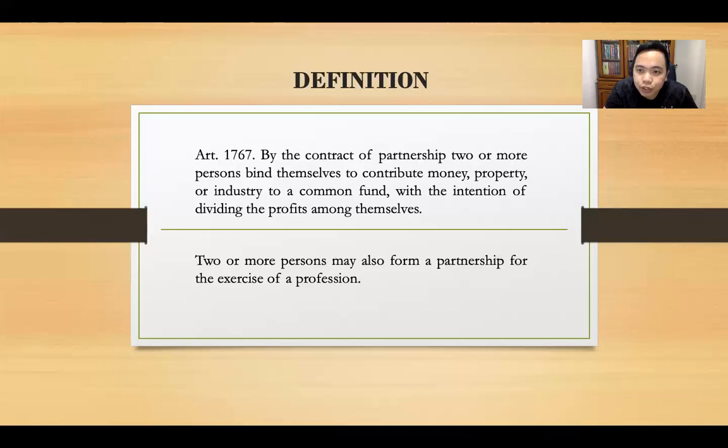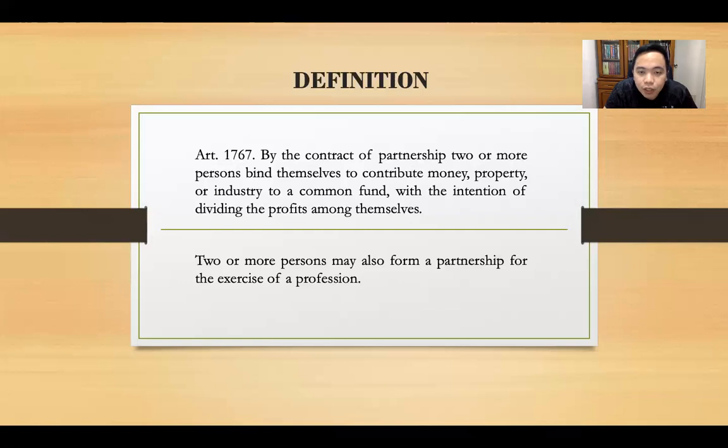Now, these contributions made by the partners will have to form a common fund. This common fund, class, will consist of the assets of the partnership. When you say assets of the partnership, there will be a co-ownership between the partners as to the entire assets of the partnership. When you say common fund or co-ownership, that means that each partner cannot point to a specific property which he or she owns.